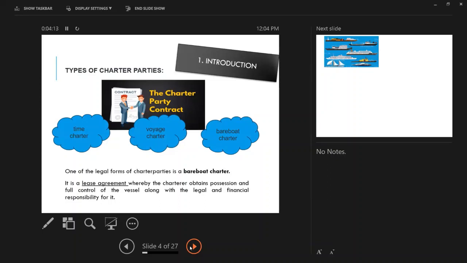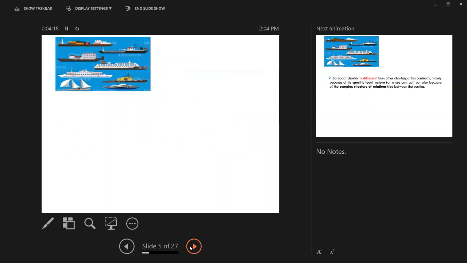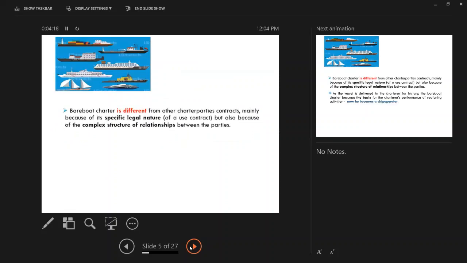I have to point out also that Bareboat Charter is really different from the other charter parties. It is different from time charter, and of course from voyage charter, and it is also different from other seagoing vessel exploitation contracts, such as a contract for carriage of passengers or a contract for towage. So why is it different? First of all, mainly because of its specific legal nature, because Bareboat Charter is a contract for use. And it is also different because of the complex structure of the relationship between the parties.